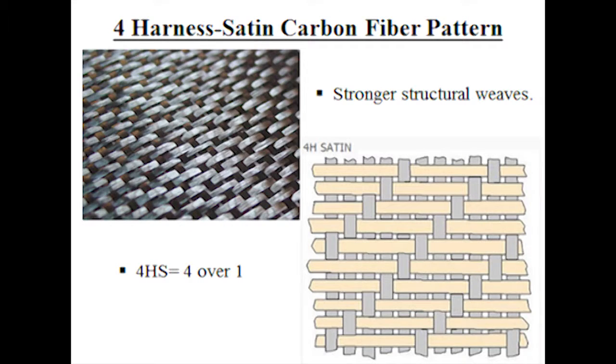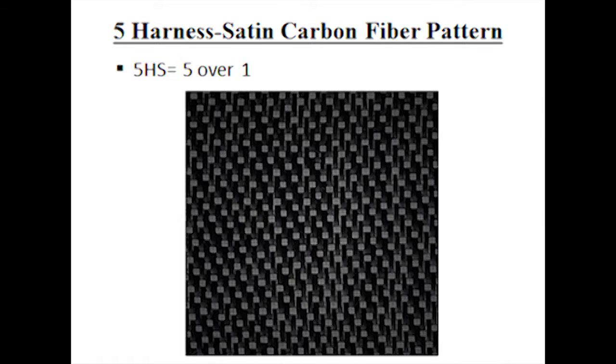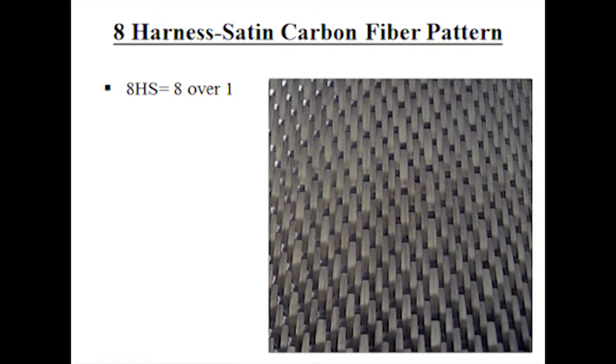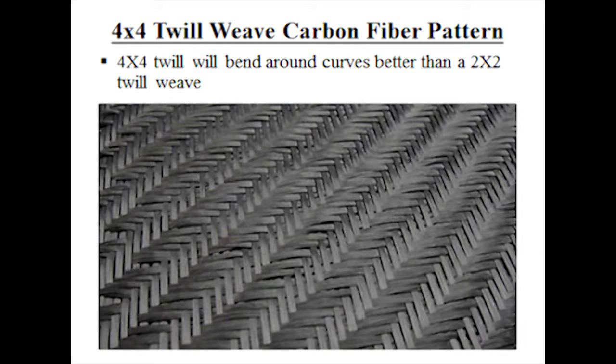Next is harness satin. This is 4, 5 and 8. This is 4 HS, that is 4 over 1, 5 HS, that is 5 over 1 and 8 HS, that is 8 over 1. Next is the 4 into 4 12K weave carbon fiber pattern. 4 into 4 12K will bend around curves better than 2 into 2 12K weave.